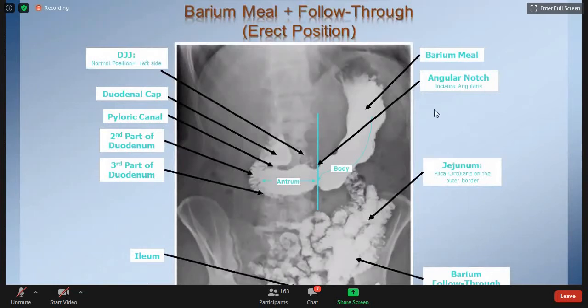Now from the barium meal, we are moving towards the barium meal and follow-through examination. Here you can see the normal anatomy of the stomach. This is the duodenum. These are the jejunal loops. Jejunal loops give a feathery appearance because of their plicae circulares, which are less pronounced in the ileum. This is the normal bowel anatomy seen on barium meal from the stomach towards the ileum.